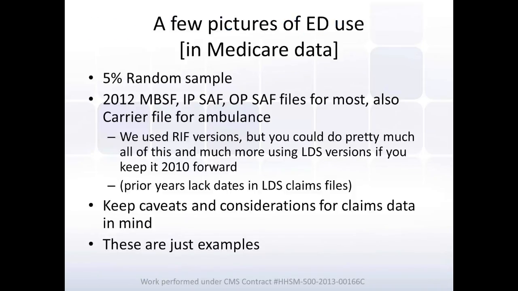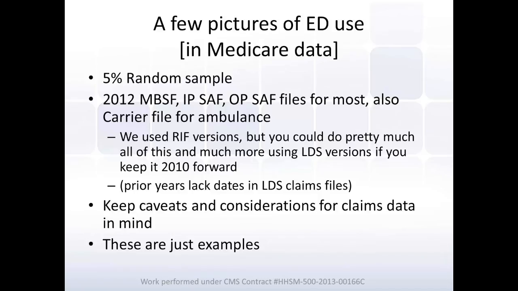Next, we'll look at a few pictures of emergency department use in Medicare. We'll be using data from the 5% random sample, which allows for quicker computation time, and 4 files from 2012. The Master Beneficiary Summary file, which contains information on enrollee demographics and other information, and the standard analytic files for inpatient, outpatient hospital, and carrier claims.